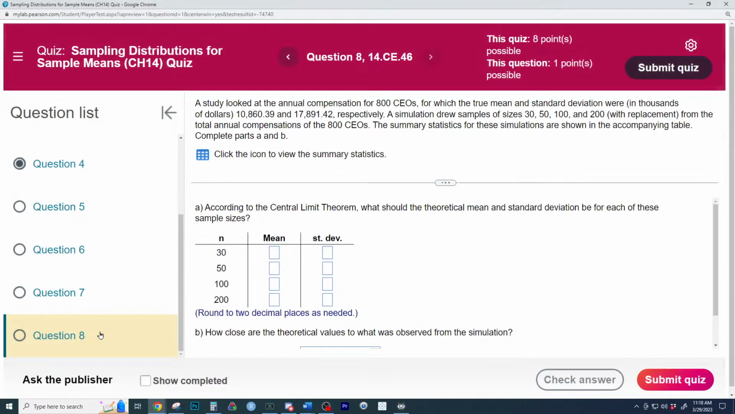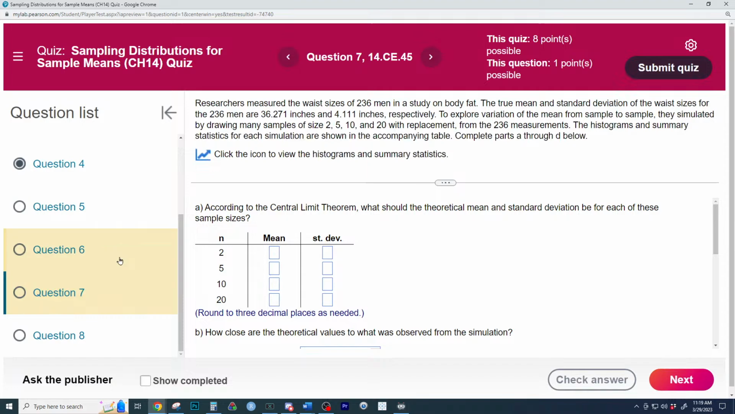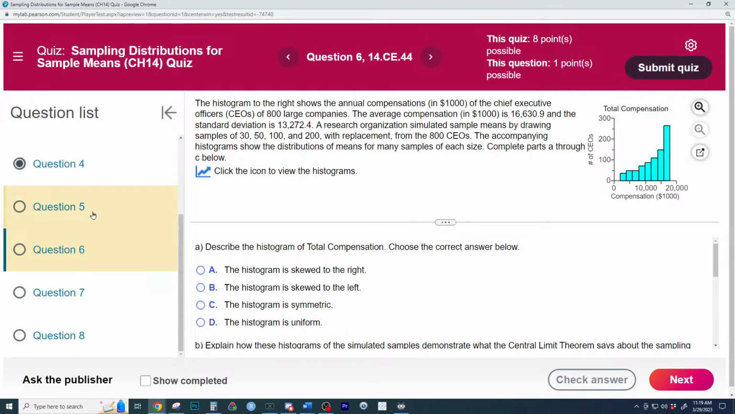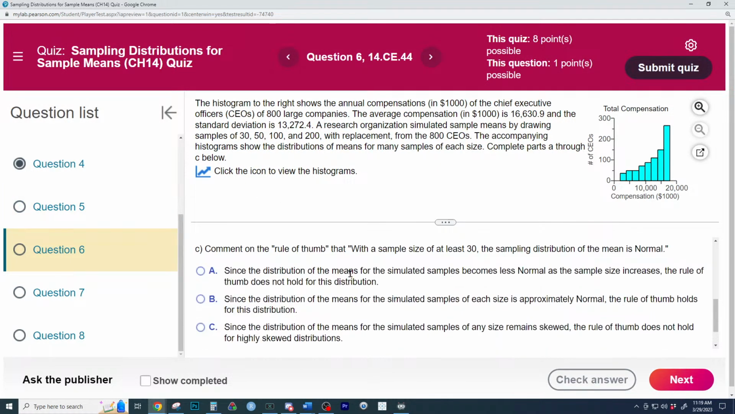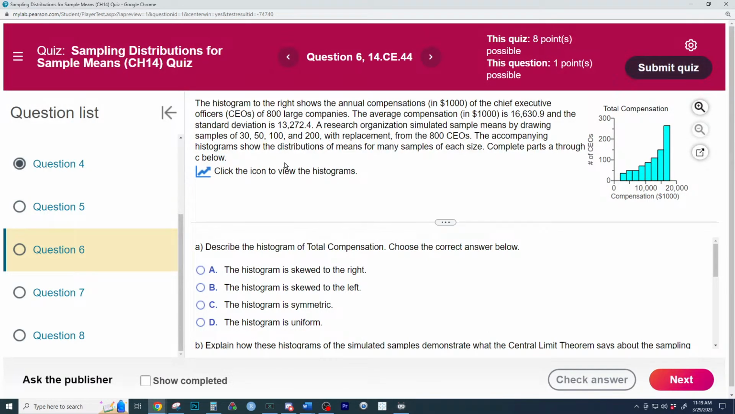Here, let's do the CEO question. I think this one right here. Can we do the one that shows the annual compensation in thousands? Is it this one right here? The histogram. There's a different one that says the histogram. Here it is right here. The histogram shows the annual compensation of CEOs in thousands of dollars. Okay, let's do this one.